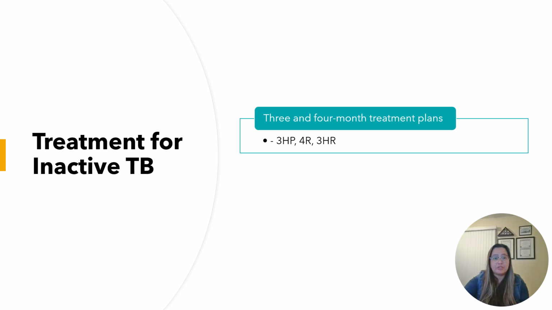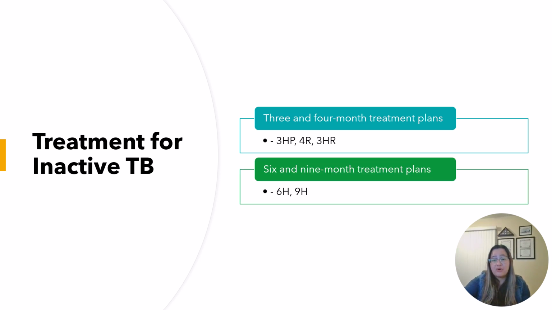So we have here the 3HP, which means 3 months of once weekly isoniazid plus rifampicin. And we also have here the 4R, which means 4 months of daily rifampin. And we also have the 3R, which means 3 months of daily isoniazid plus rifampin.